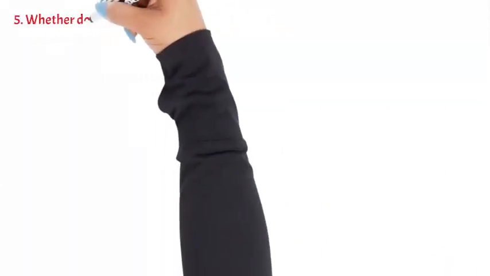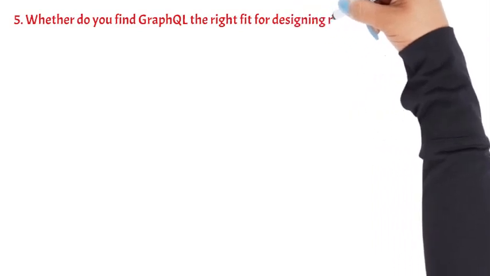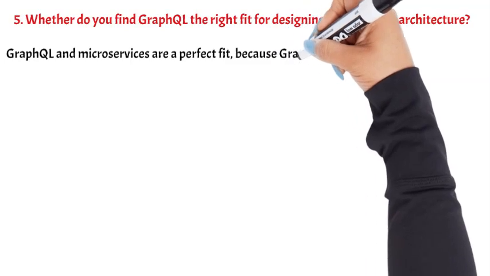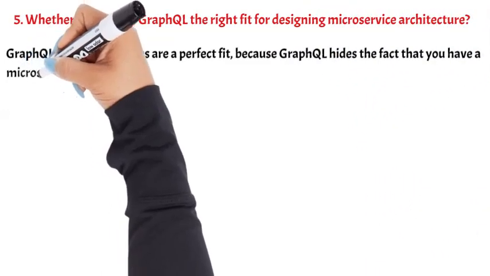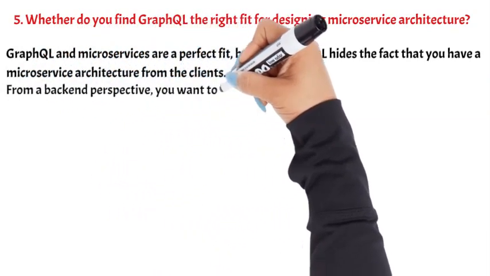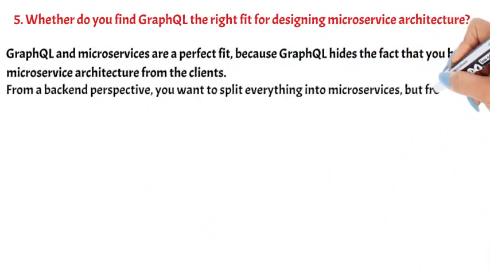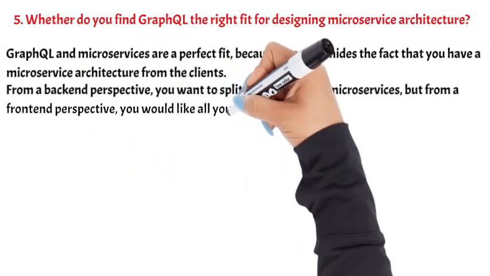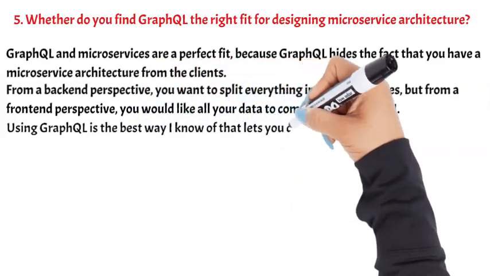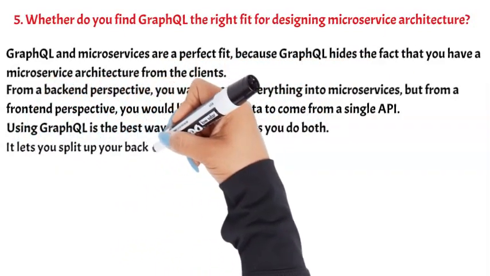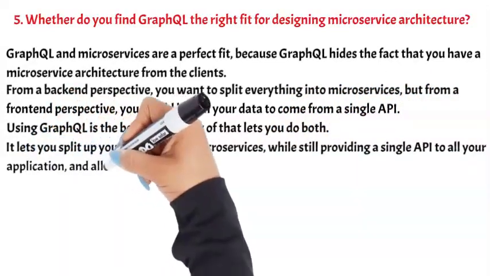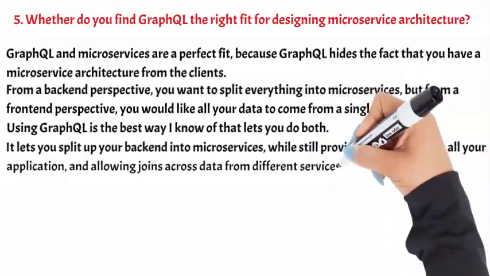5. Whether do you find GraphQL the right fit for designing microservice architecture? GraphQL and microservices are a perfect fit, because GraphQL hides the fact that you have a microservice architecture from the clients. From a backend perspective, you want to split everything into microservices, but from a front-end perspective, you would like all your data to come from a single API. Using GraphQL is the best way I know of that lets you do both. It lets you split up your backend into microservices, while still providing a single API to all your application and allowing joins across data from different services.